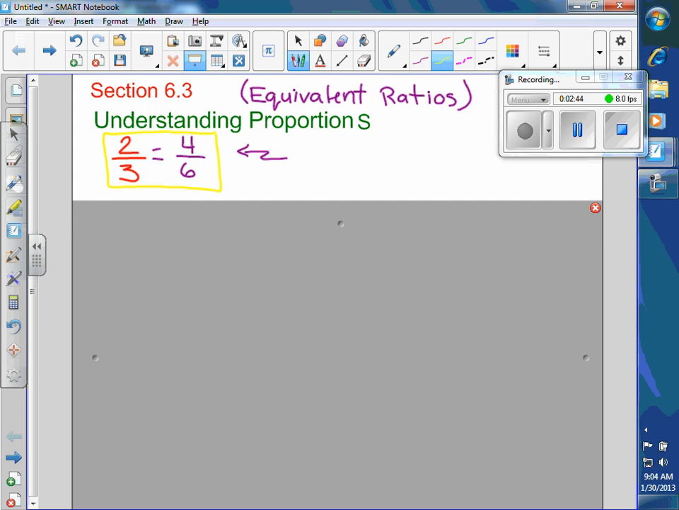Sammy. What if there's 3 equivalent ratios? Is that still a proportion? Yes. So they usually come in 2s. So you look at them 2 at a time, but I have an example with 3, and we're going to look at both. Michaela.